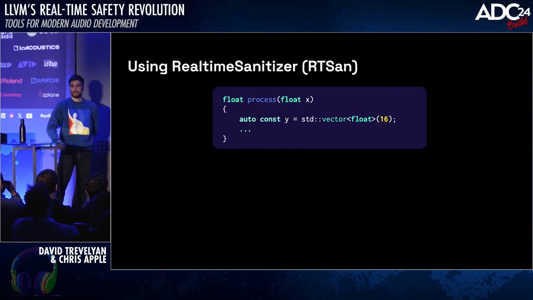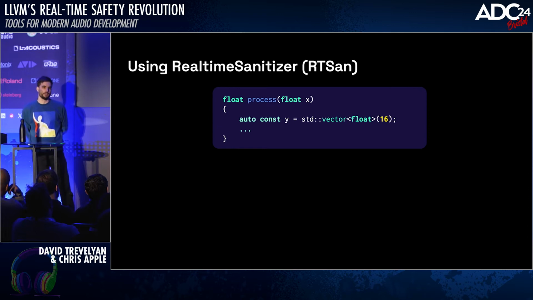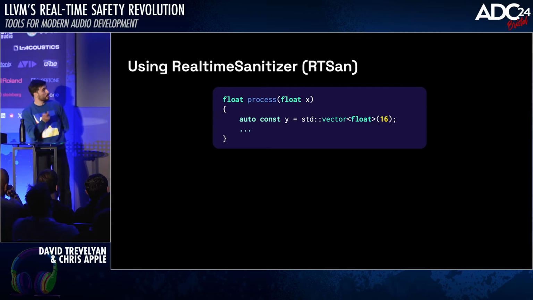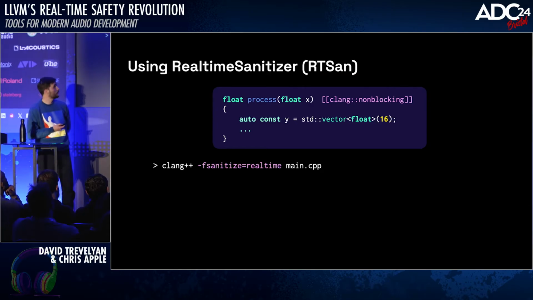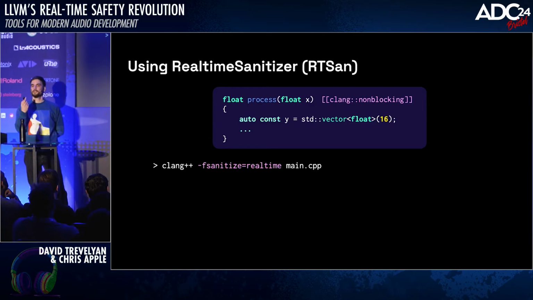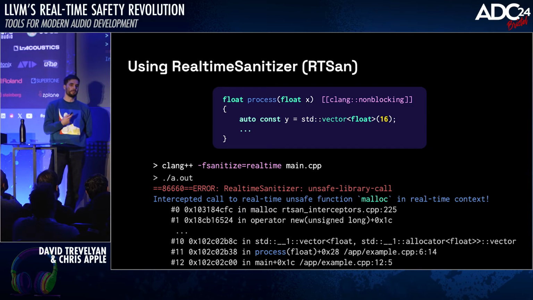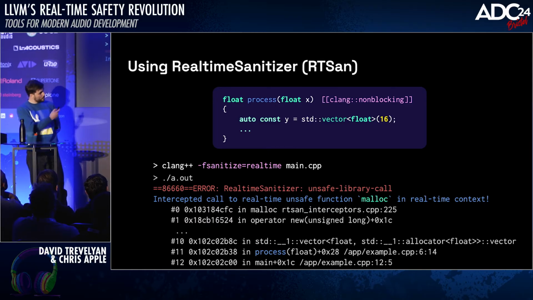So using RealtimeSanitizer is almost as simple as using something like address sanitizer. You need to do one extra thing, and that is you need to tell Clang that it's meant to be a non-blocking function. Then, just like address sanitizer, if you compile and link with this simple compiler flag, RealtimeSanitizer picks up this issue, and it says, wait, you made an unsafe library call to malloc. And we get a nice stack trace as well.